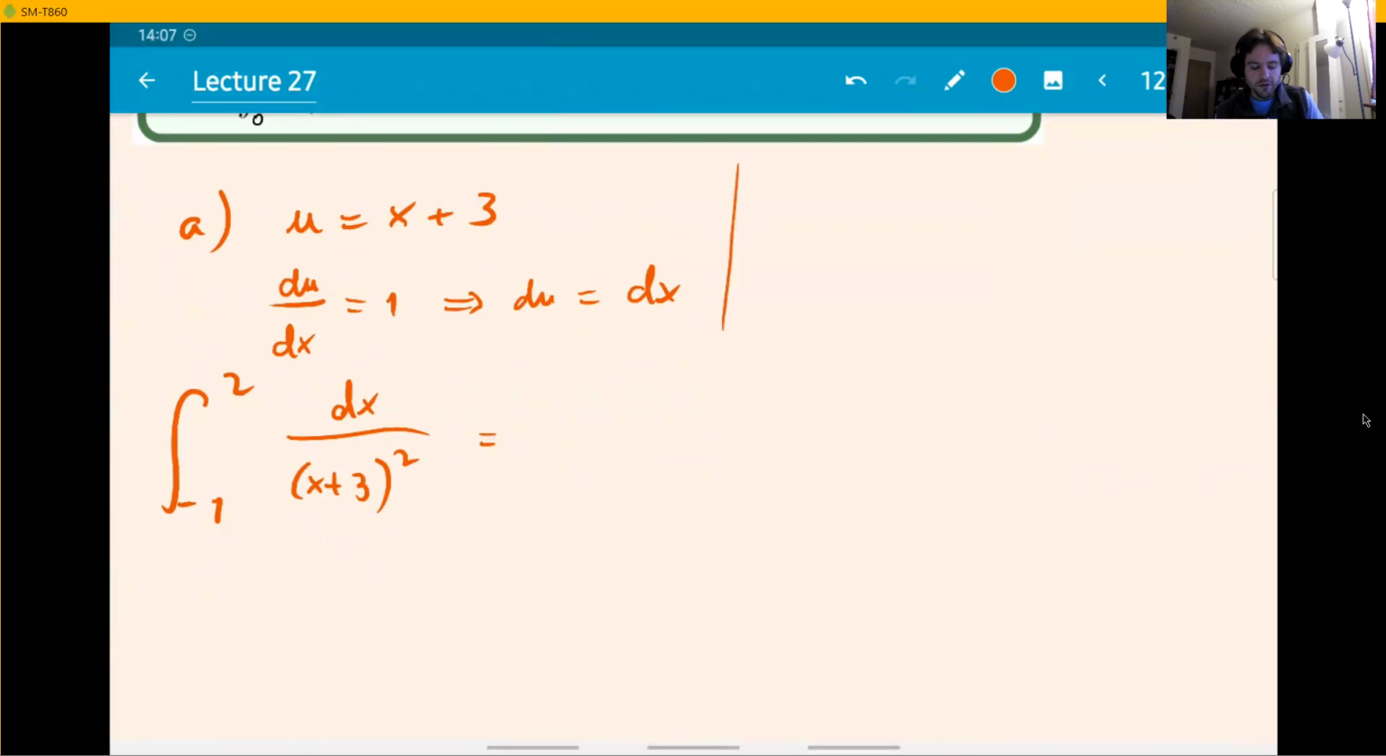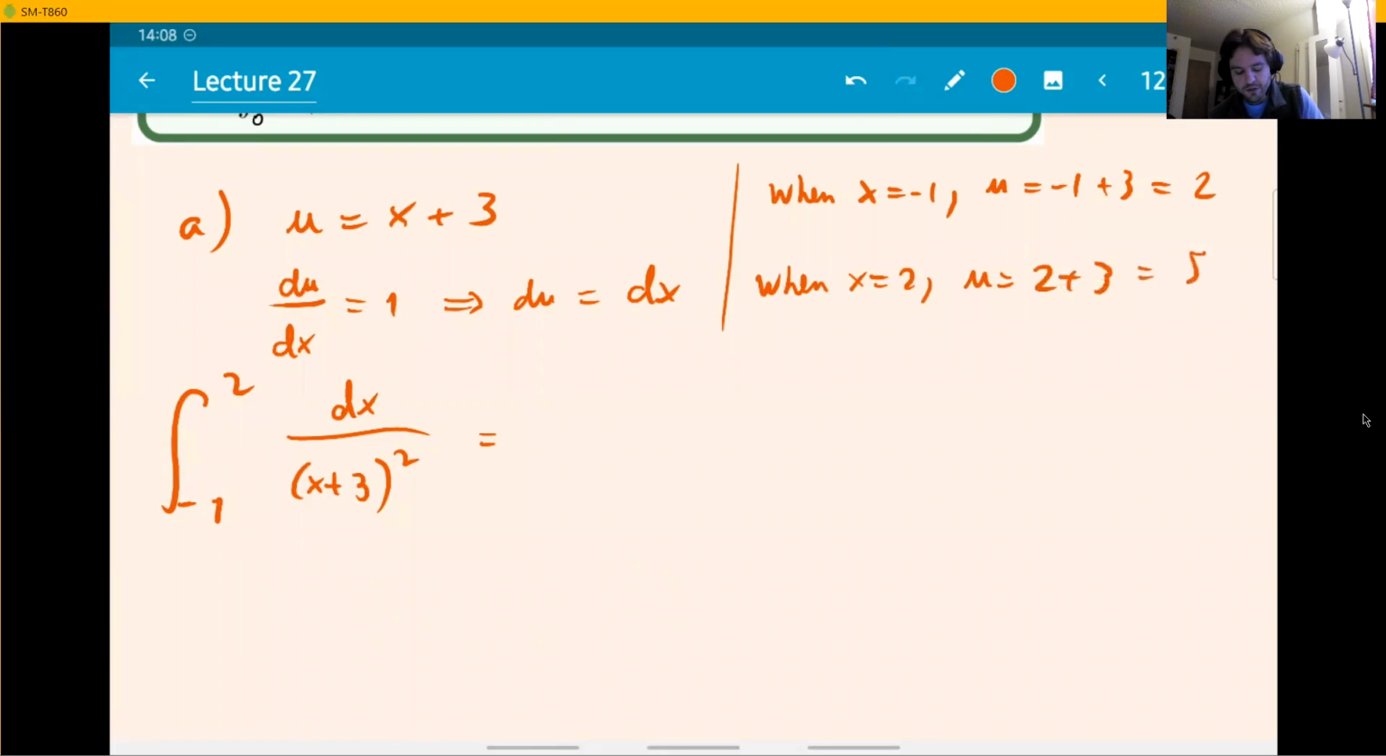Well, you're also going to need to know how the endpoints change. So you write things like that. Those are the old endpoints. They are in the variable x. So think of them as being x. When x is -1, what is the corresponding value of u? u is going to be -1 plus 3, which is 2. And similarly, when x is 2, u is 2 plus 3, which is 5.